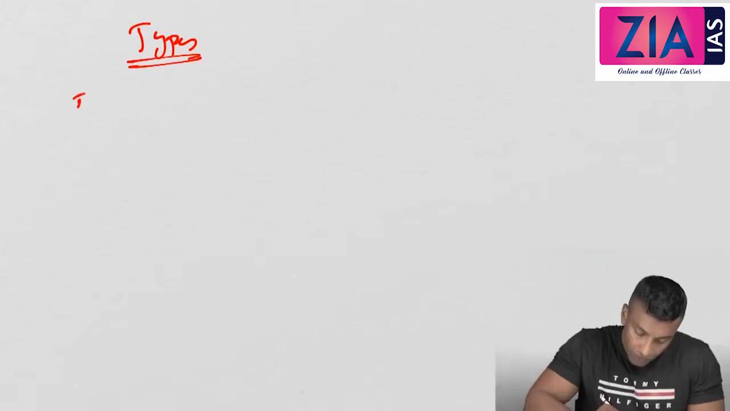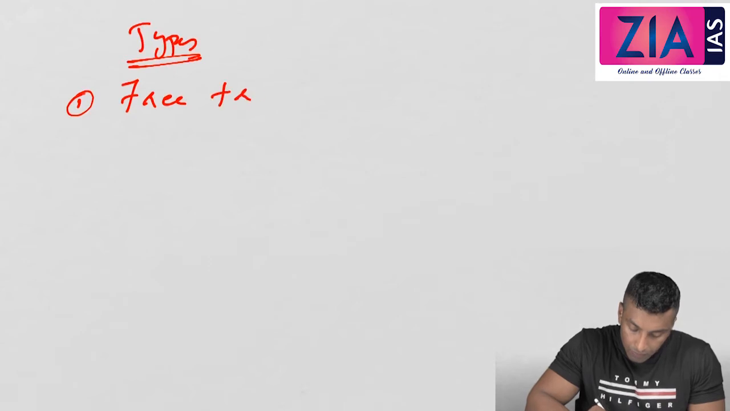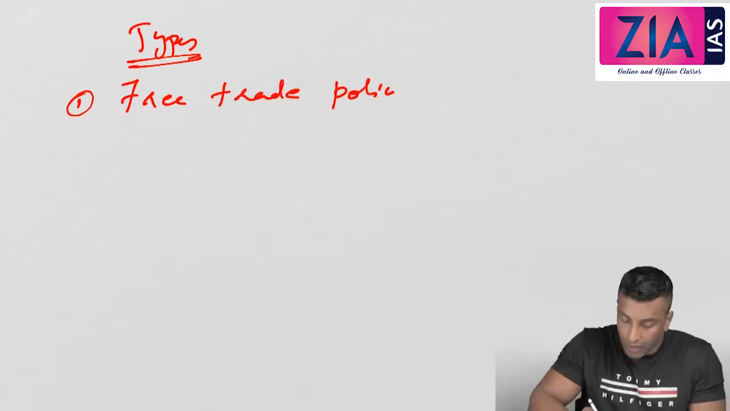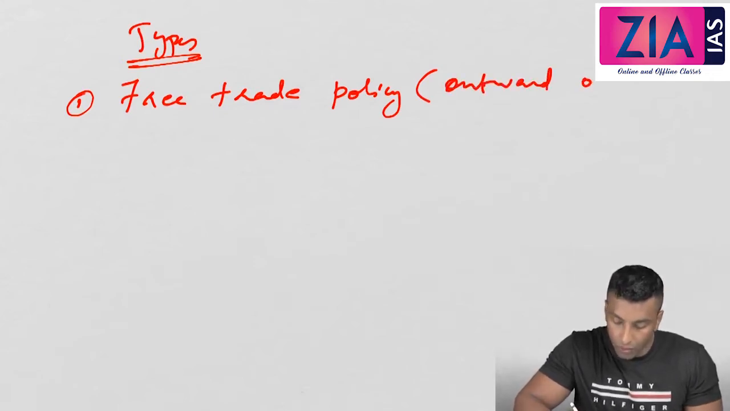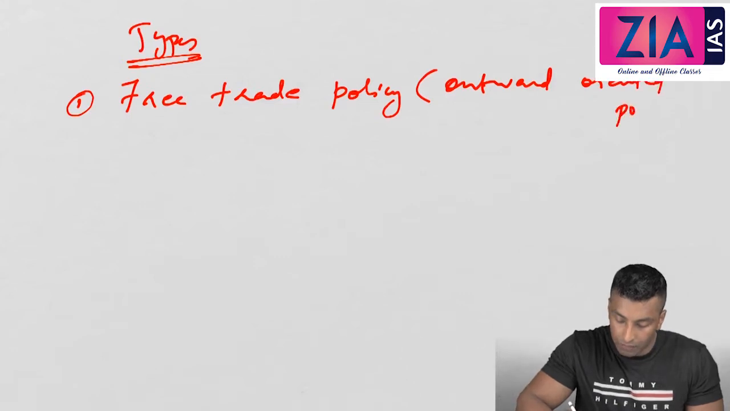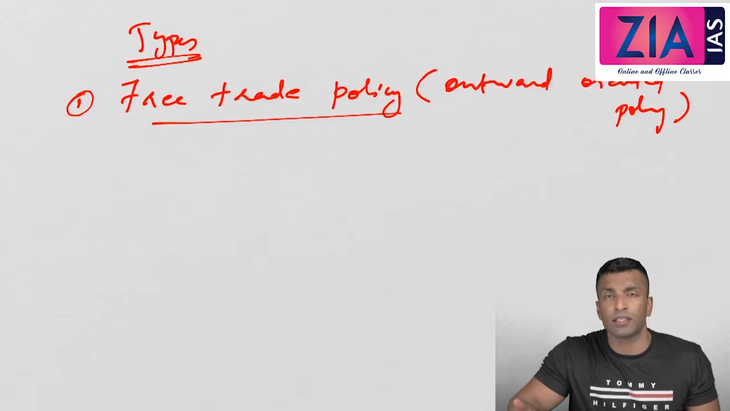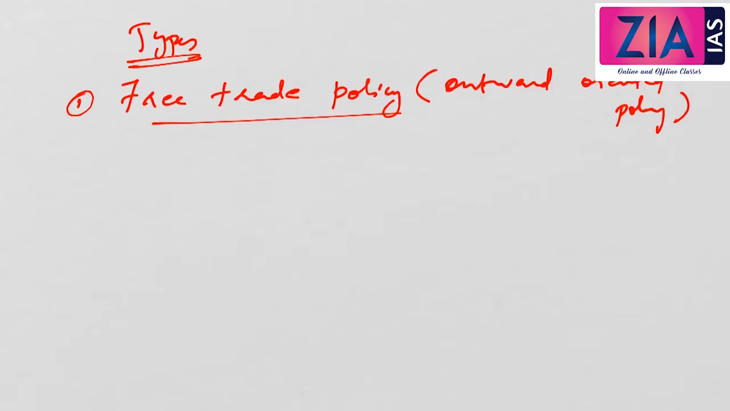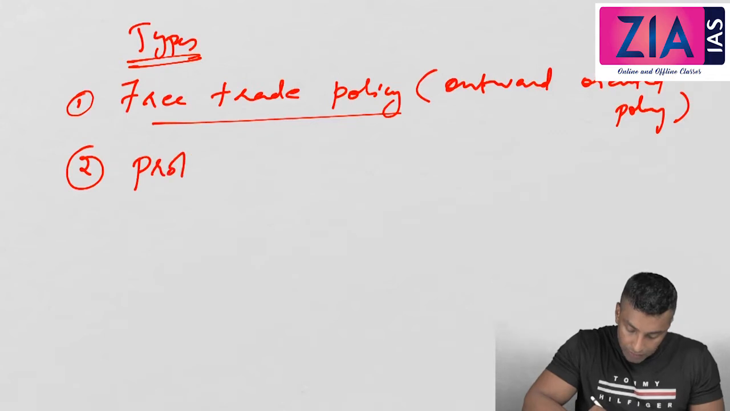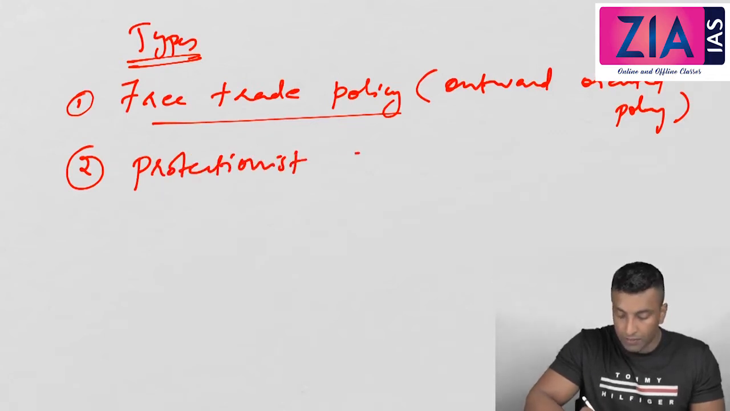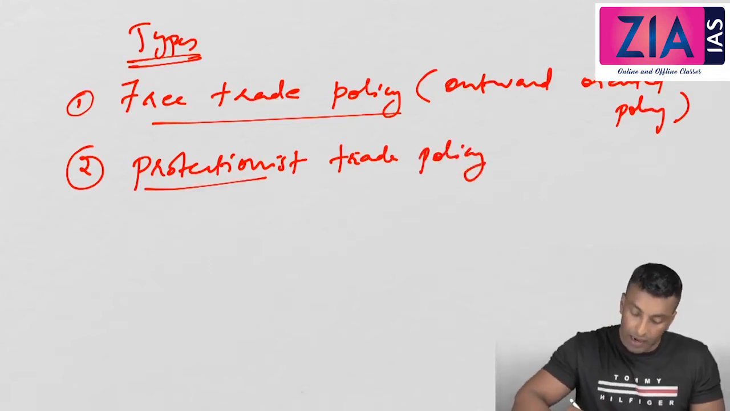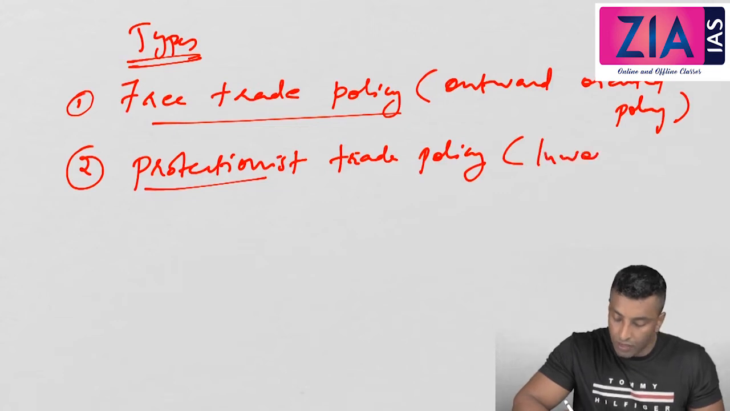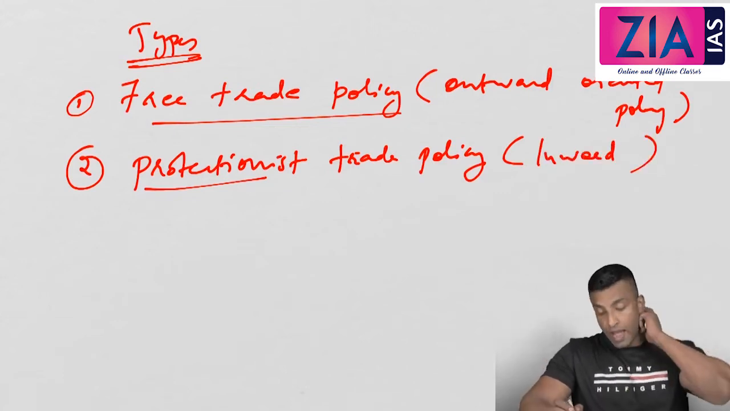Types of trade policies. There are 2 types. One, free trade policy. It is also known as outward oriented policy. In free trade policy, there are very few restrictions on trade. Second one is protectionist trade policy. Here more restrictions will be there, and this is what we call inward oriented policy.